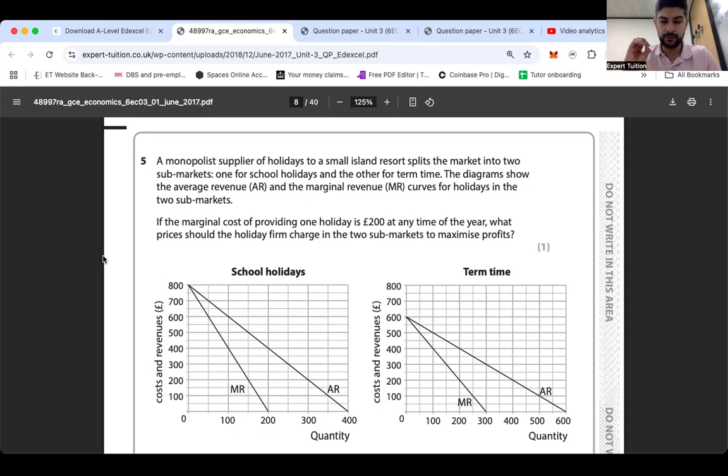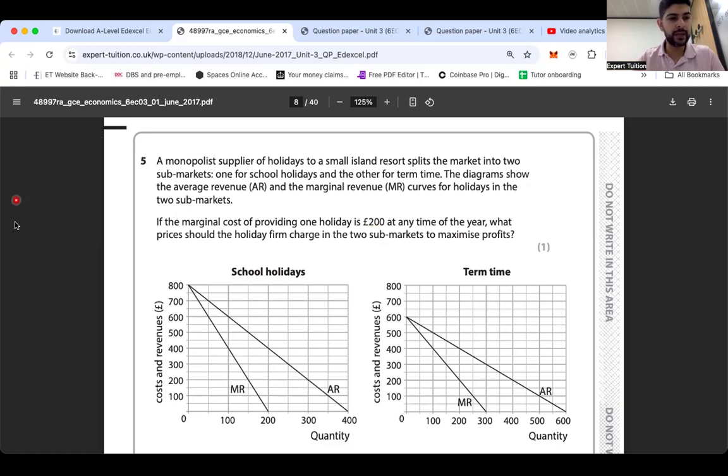Okay. I can't emphasize the importance of underlining keywords and not rushing through when you're reading questions because you could easily miss the most important sentence. Because hopefully you recognized the most important sentence by an absolute mile is this. If the marginal cost of providing one holiday is £200 at any time of the year, that is crucial to understand. In other words, you know the diagram I drew earlier where I said, imagine the marginal cost of providing like cleaning up the cinema seat was 30p. The marginal cost here is £200 at any time of the year.